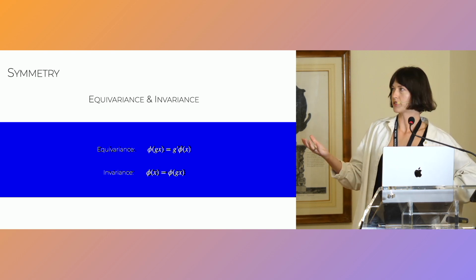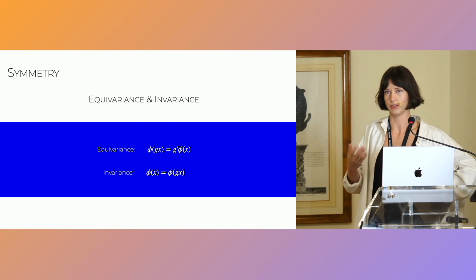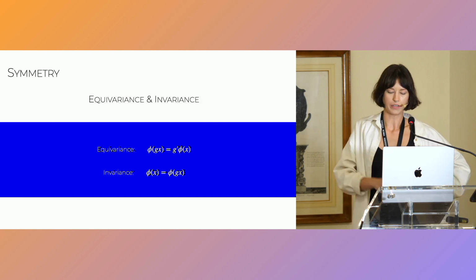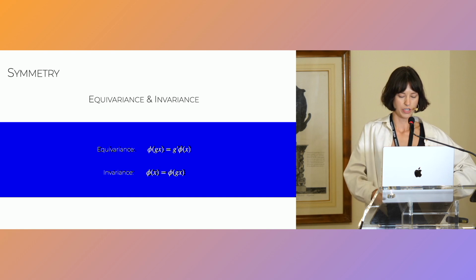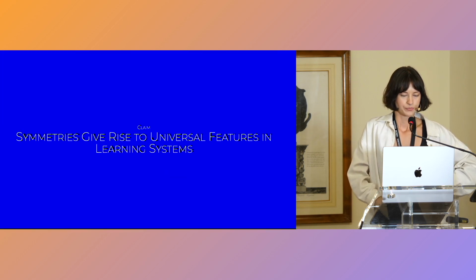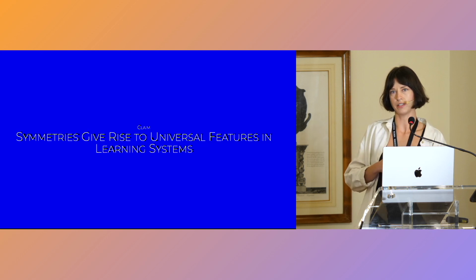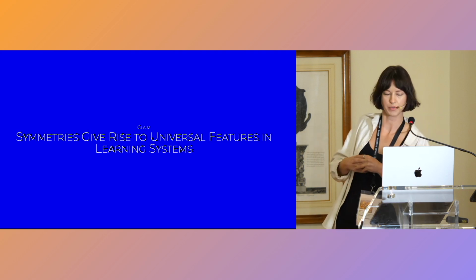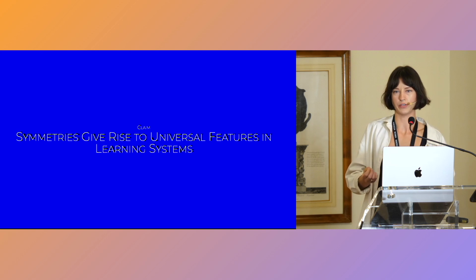And invariance is quite important to many different types of perceptual tasks and machine learning tasks. So I'd like to argue that it's really at the heart of many of the tasks that organisms are trying to accomplish in perceptual domains. And critically, what I'd like to claim is that these invariances that define the symmetries of perception give rise to these types of universal features in learning systems.